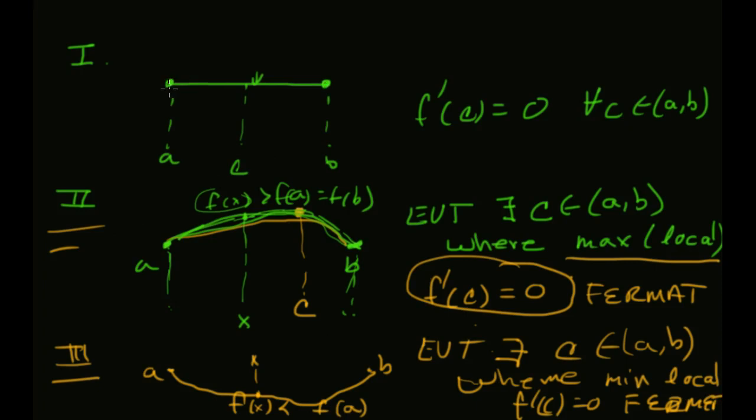Okay, so these are my only 3 possible cases. Either the point is always equal to f of A and f of B, or there's at least one point where I'm above f of A and f of B, or there's one point below f of A and f of B. In all 3 of these cases, there has to be a point along the way where the derivative is 0. So using those 3 cases, which are the only 3 possible cases, we have now proven Rolle's theorem.